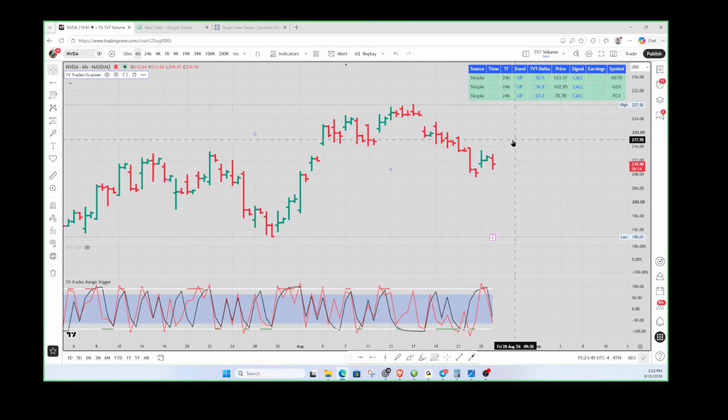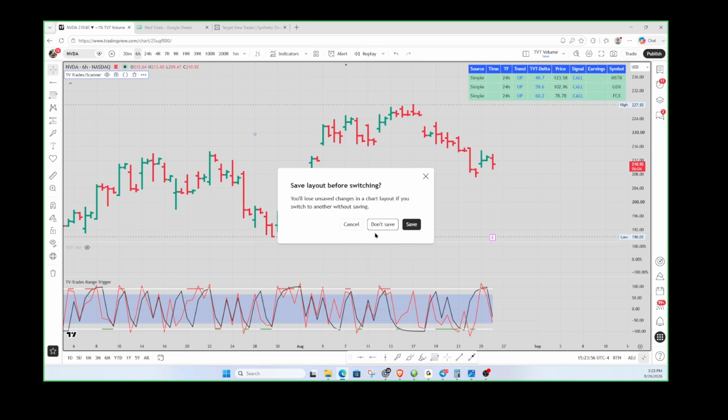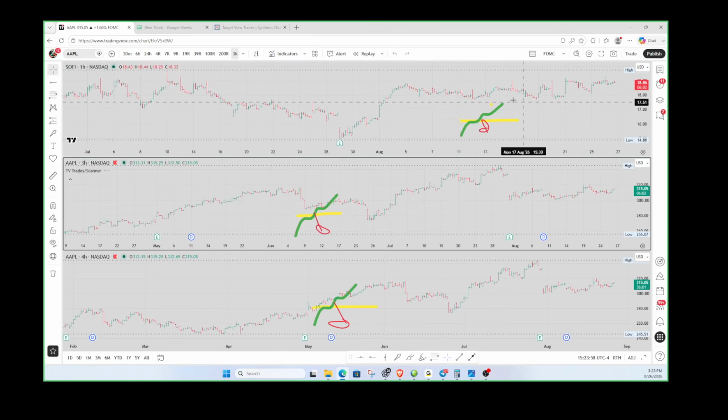That's why I have it go out and do it for what I have it set to by default. I don't know, let's go see what I have it set to by default. Let me go out here on the FOMC. Let's just say don't save on that. I really probably should have saved.